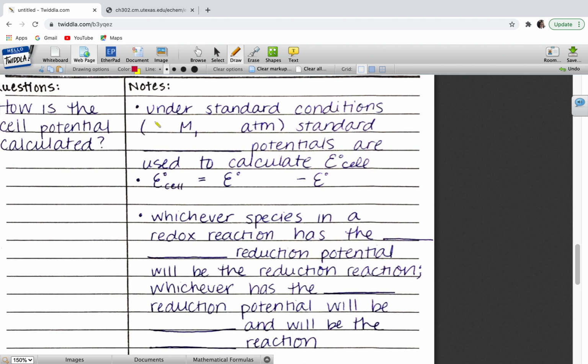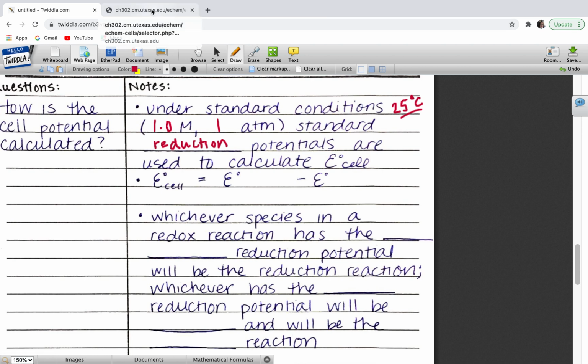So first off, cell potentials are already known, just like thermo values. They've been measured under standard conditions. Now, standard conditions are going to be 1 molar solutions of everything. It's going to be measured at 1 atmosphere. Also going to be at 25 degrees Celsius, just like our thermo standard conditions, right? And what we do is under standard conditions, reduction potentials, so how much energy is produced when the reduction reaction happens, are going to be used to calculate E cell.